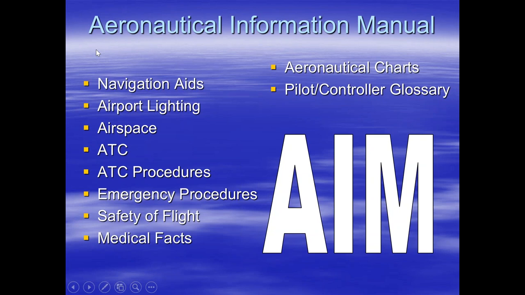There's also another book called The Aeronautical Information Manual, otherwise known as AIM. If you buy the book for the FARs, it's usually published together with the AIM, so it'll be called the FAR AIM. All of the FARs and all of this information is in that book. The AIM basically talks about what these things are, not necessarily whether airports have them or not. It tells you what a navigation aid is, the different types of airport lighting, airspace, ATC procedures, emergency procedures, safety of flight, medical facts, aeronautical charts, and a pilot controller glossary. All of that is found in the Aeronautical Information Manual.